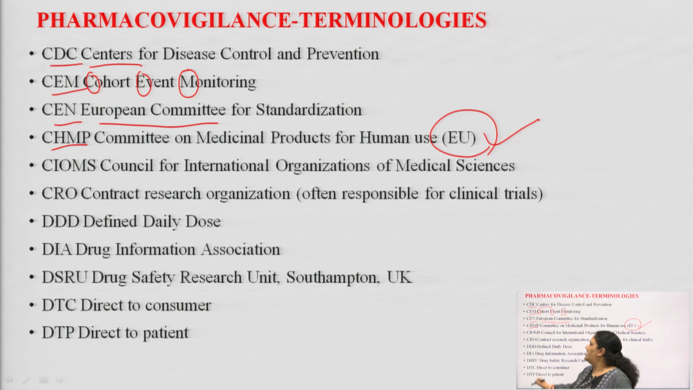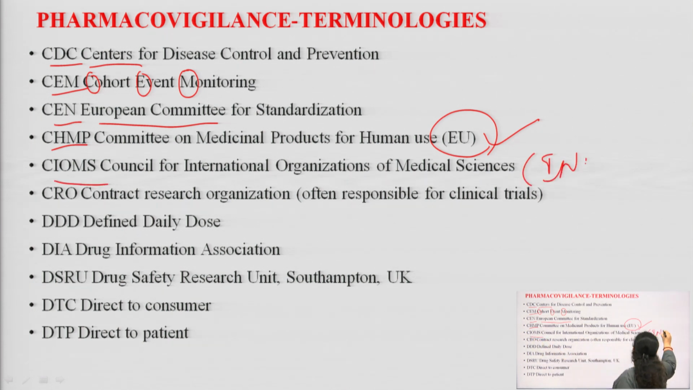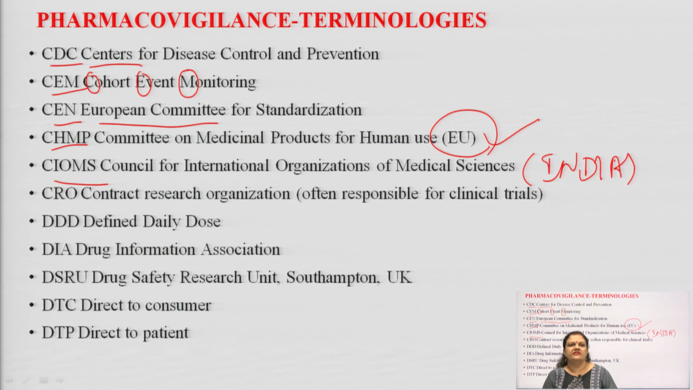Next come to the CIOMS. Students, now we are coming to our country India. CIOMS is basically the Council for International Organizations of Medical Sciences. Okay, International Organizations of Medical Sciences. Again in India we have the center of CIOMS in New Delhi.